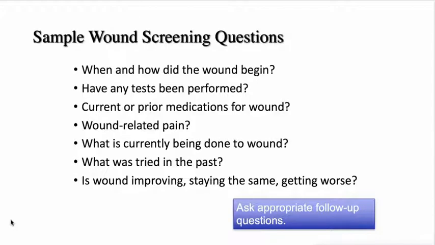Some sample wound questions are: you want to know when and how the wound began. Have there been any tests that have been performed? Any current or prior medications for the wound? Wound-related pain? What is currently being done to the wound? What was tried in the past? Is the wound improving, staying the same, getting worse?